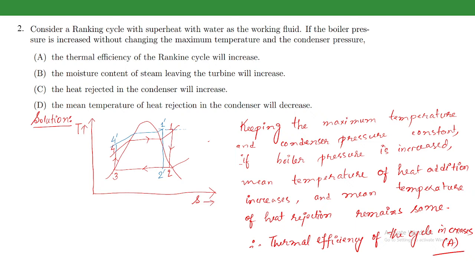Now the moisture content of the steam leaving the turbine will increase. See, initially the exit point of the turbine was 2. Now it is 2 dash. The 2 dash has a lesser quality than 2, so the moisture content will increase.